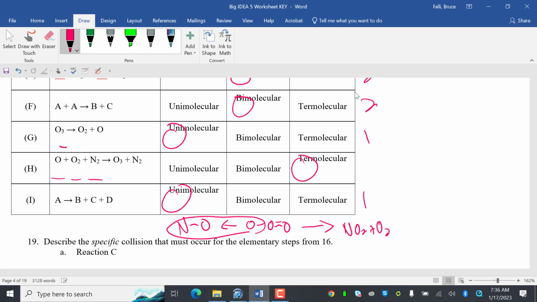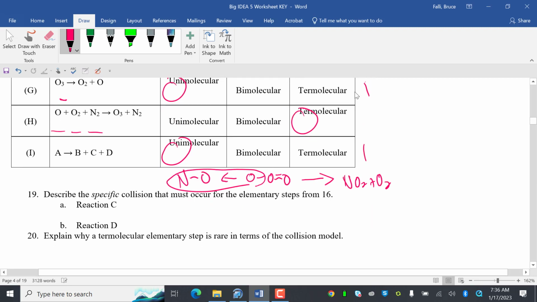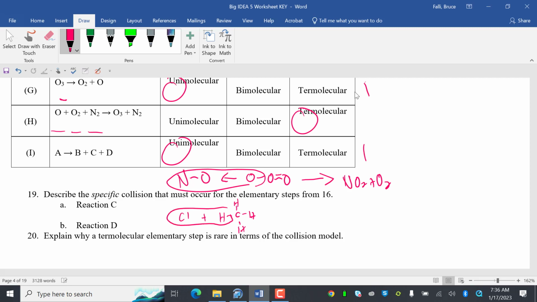and that will give us NO2 plus O2. Pretty similar thing happening with reaction D, where we have Cl plus CH4. And you're going to get a little bam right there, and that's going to give me HCl plus the CH3.